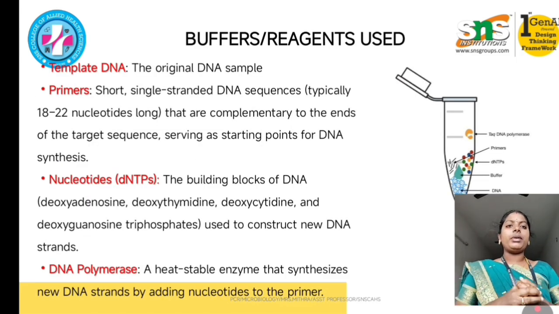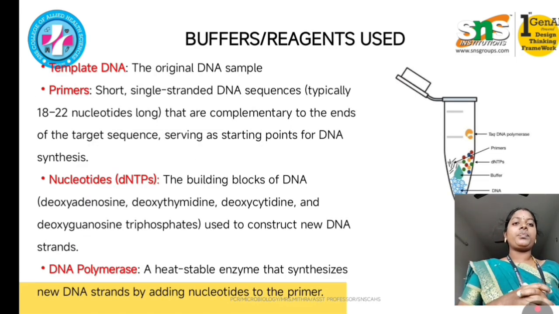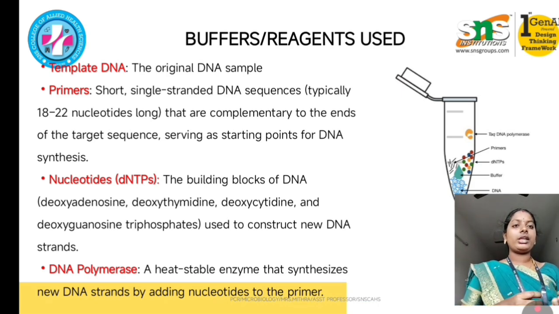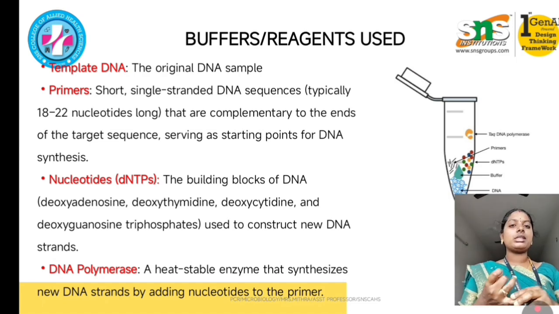So coming to the buffers and reagents used. For normal molecular biological techniques, we have some buffers and reagents in the reaction for enhancing its specificity and sensitivity of the results. So coming to PCR, the following buffers or reagents shall be added. The first and most important one is template DNA. Template DNA is the original form of DNA which has to be amplified in the PCR. So template DNA, the original DNA, is a must.